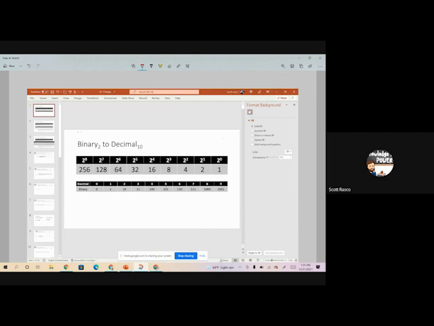And so that's where our decimals come from as well. Okay, so the first thing we need to understand with that is how that relates to binary systems.